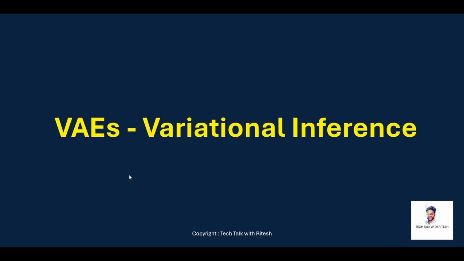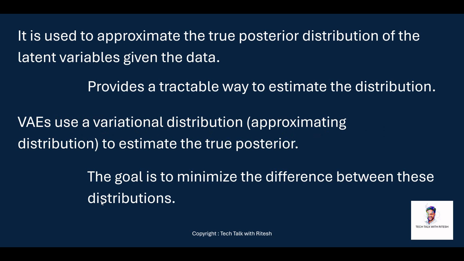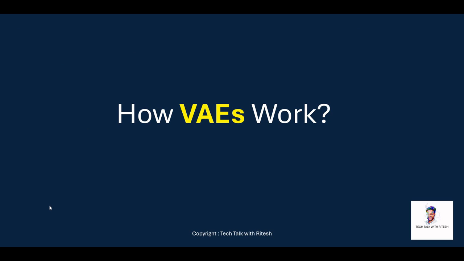Okay, VAEs, variational inference. What is this term? Let's understand. Okay, VAEs are used to approximate the true posterior distribution of the latent variable given the data, and it provides a tractable way to estimate the distribution. VAEs use a variational distribution, an approximating distribution. Okay, that's why it's called variational distribution, to estimate the true posterior, and the goal is to minimize the difference between these distributions. So let's see how VAEs work.